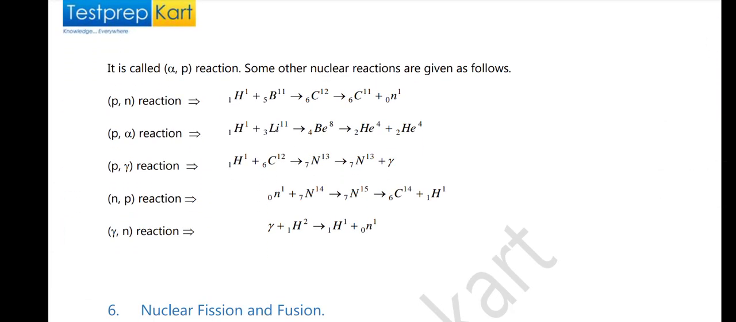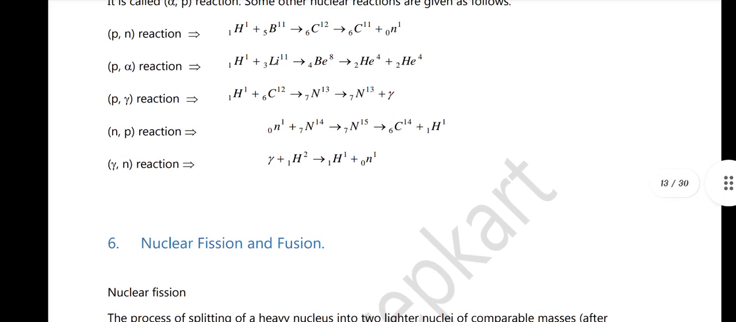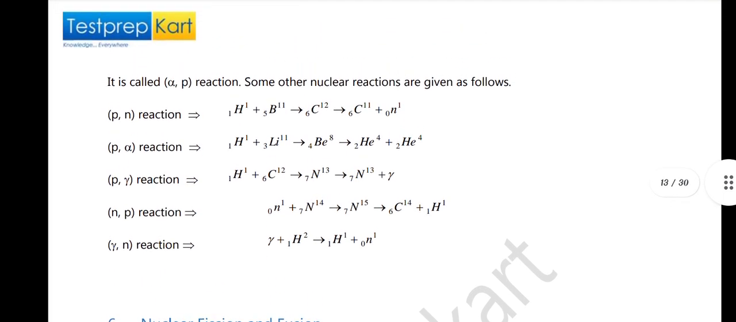Some other nuclear reactions are given, like the P comma N reaction. So these are some of the reactions that are given. Next is nuclear fission and fusion, which I will explain in my next video.